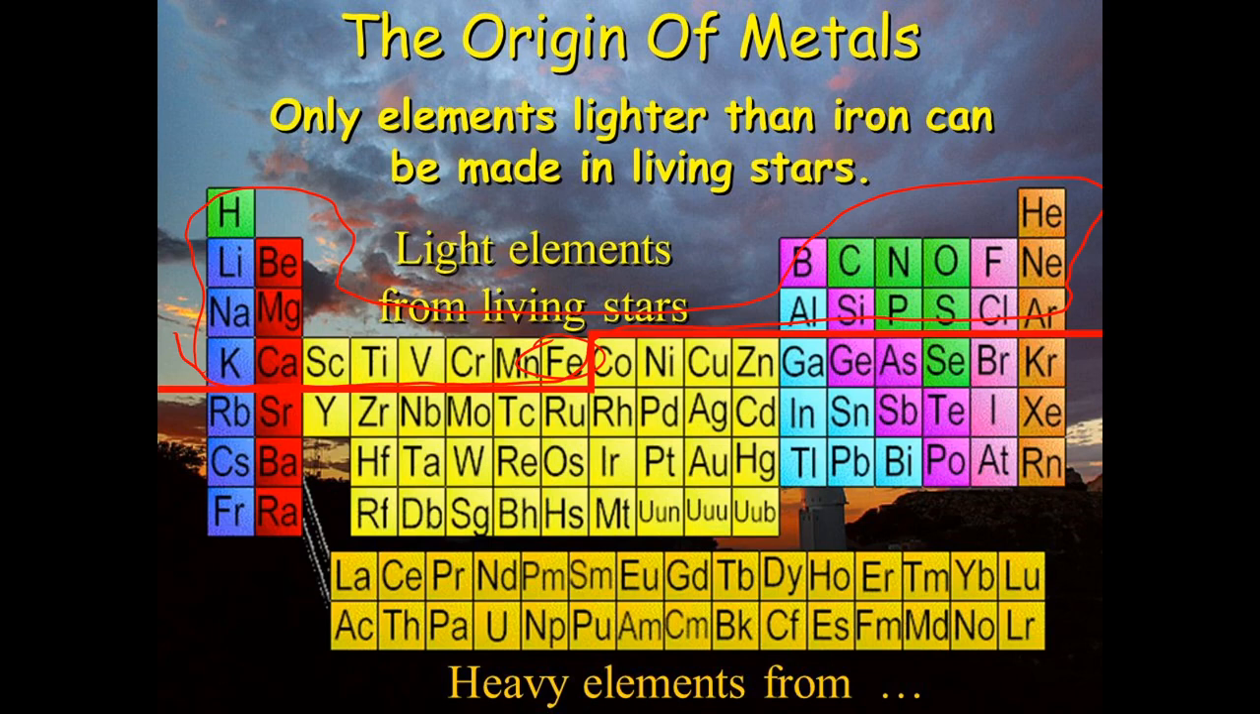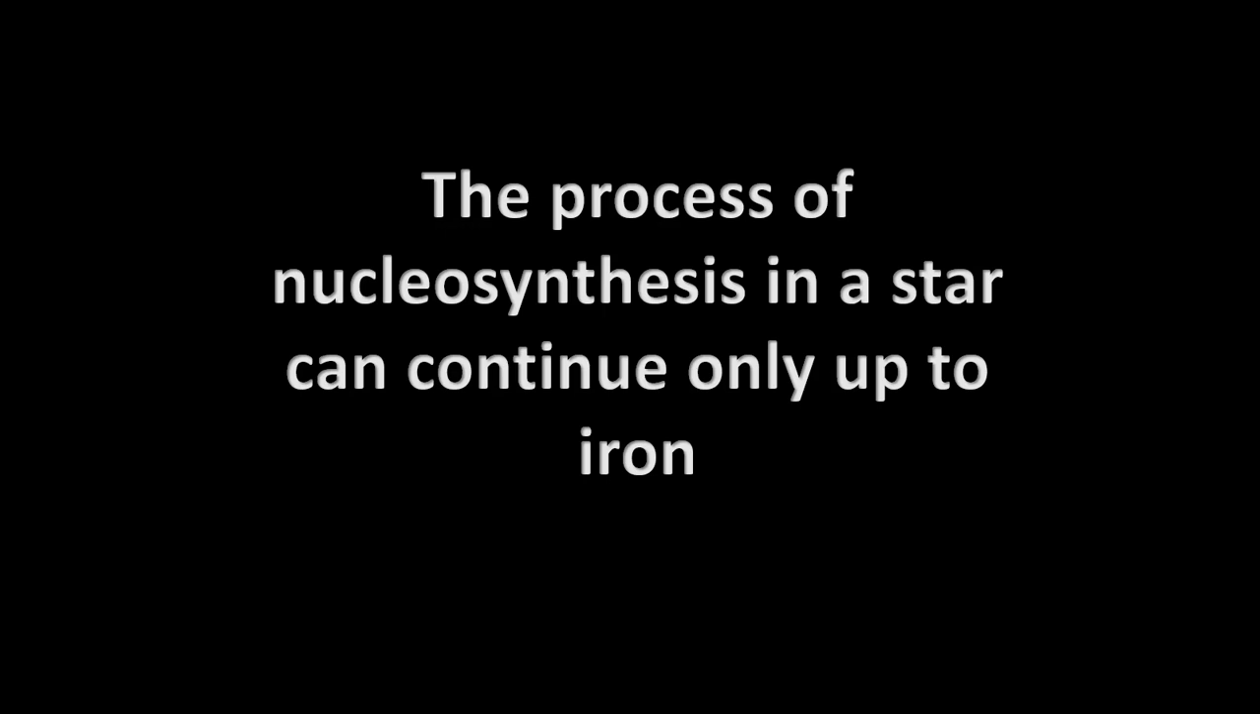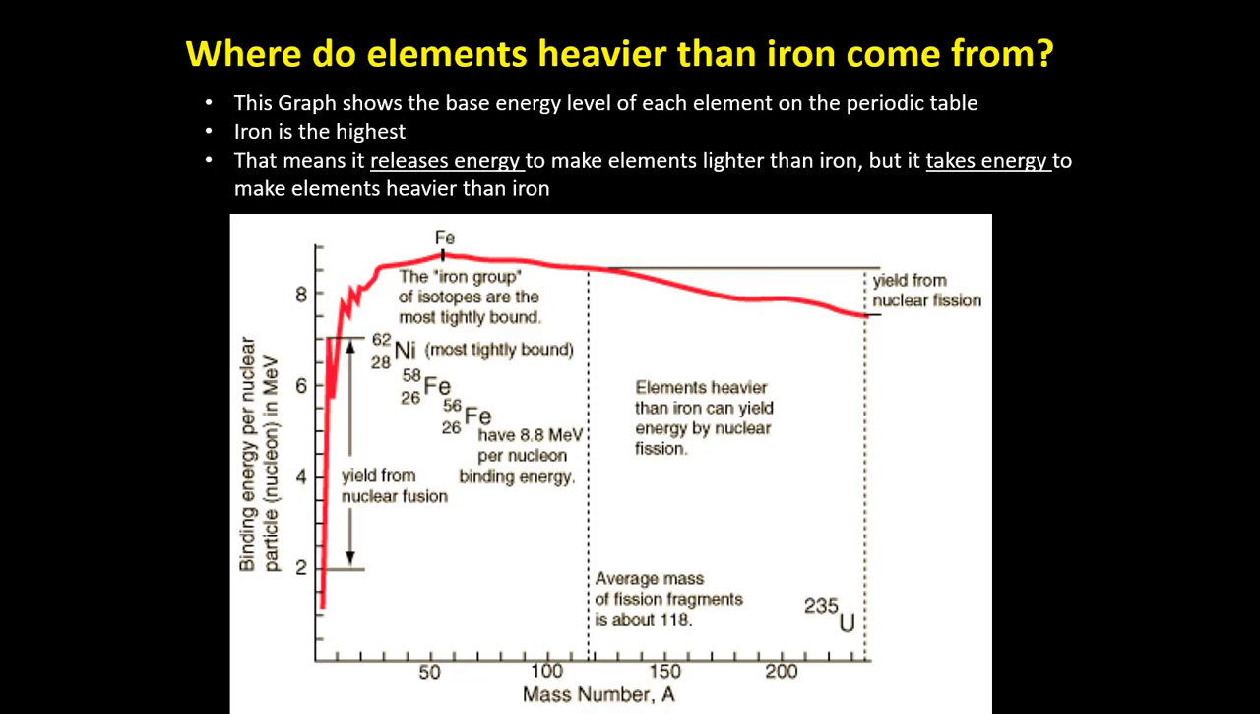Okay? Well, that's kind of interesting, because you know that we have things on Earth that are heavier than iron. We have mercury, we have gold, we have zinc, we have copper, we have nickel, right? We have tantalum, barium, and radium, and all this stuff. Where did all that come from, right? Because you can't create it by nucleosynthesis. So the process of nucleosynthesis in a star can continue only up to iron.